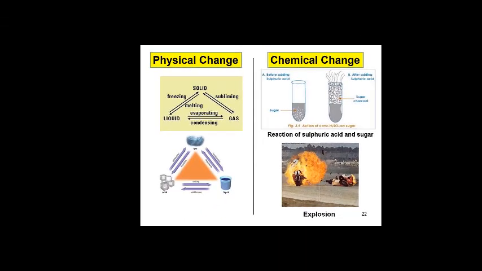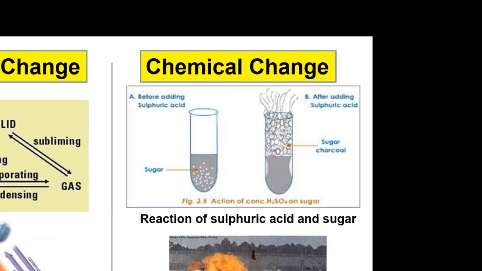So, in physical change, a solid, for example ice, when it melts will produce water, a liquid. Then the liquid can evaporate to become gas. So, that is a physical change. It's physically changed. For chemical change, in this diagram, the reaction of sulfuric acid and sugar will give off heat.